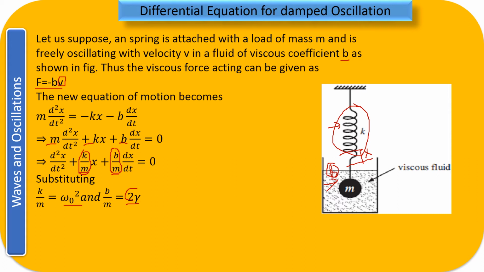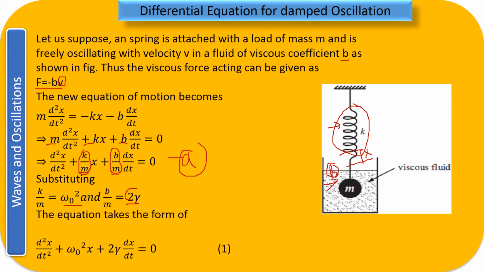So I am going to substitute these values here. Let us suppose this is your equation number a. For k/m I put omega naught square, and for b/m I put 2 gamma. So your equation comes out to be d²x/dt² + omega naught square x + 2 gamma dx/dt = 0. This is your first equation. Now this is your differential equation for damped oscillation.